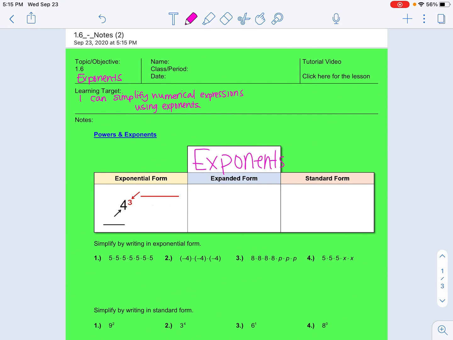Today we are going to talk about 1.6, which is all about exponents. So go ahead and take a second and fill out your topic, which is exponents, and your learning target, which is I can simplify numerical expressions using exponents.